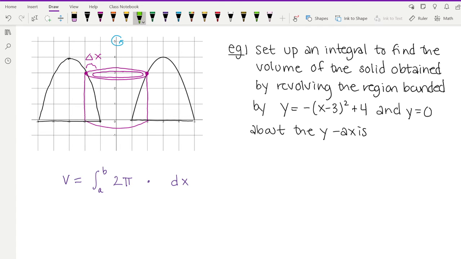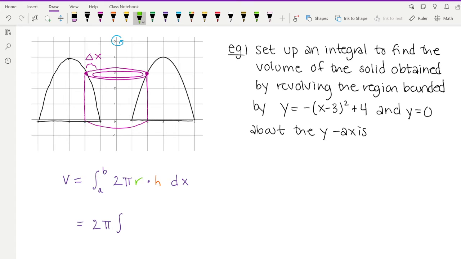And actually, let me just color code this a little bit here. So maybe I'll use green for the radius and orange for the height. Okay, so now let's figure out what this would be for our specific function. So I'm going to leave the bounds blank for now, and I'm also going to pull the 2 pi outside of our integral, and we'll come back to those bounds.